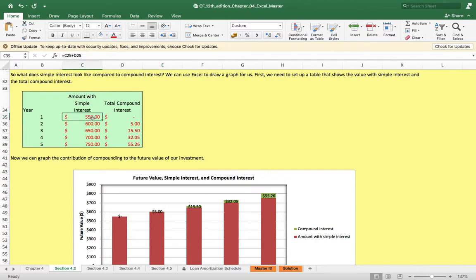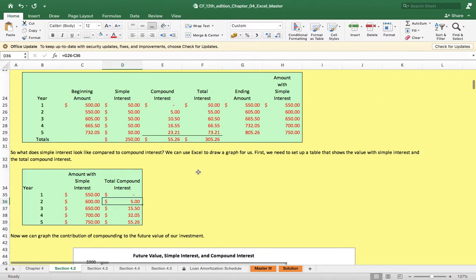Here amount with simple interest 500 became 550, again 50 600, again 50 650, again 50 700, again 50 750, because simple interest is $50. But compound interest, every year: first year, no extra interest on interest. Second year interest on interest is $5. Third year interest on interest is 10.5, and 10 plus 5 is equal to 15.5. Fourth year it will be 32.05 cumulated. Fifth year it will be 55.26.